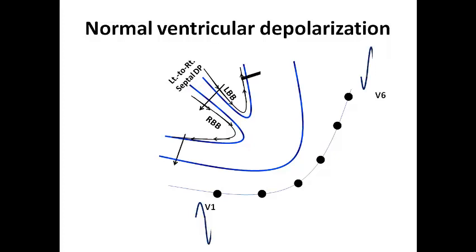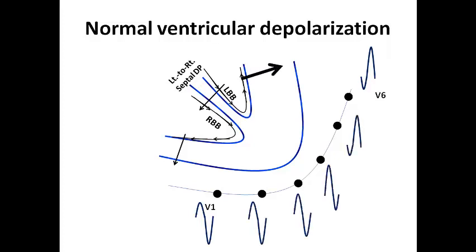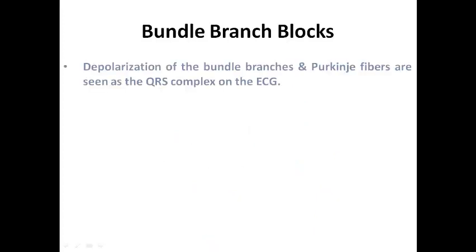Then we have left ventricular depolarization and right ventricular depolarization, and as we discussed before, left ventricular depolarization predominates over right ventricular depolarization because of the larger muscle thickness in the left ventricle, resulting in a deep S wave in V1 and a large R wave in V6. The chest leads from V2 to V5 are in transitional stages between V1 and V6. So this is regarding the normal ventricular depolarization.